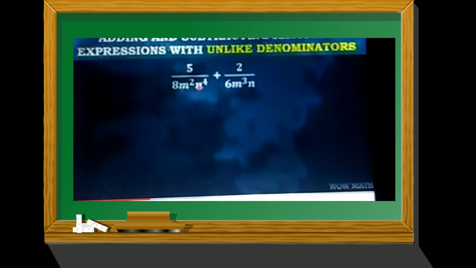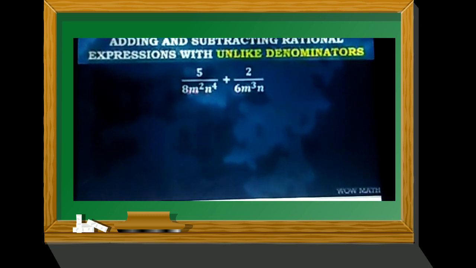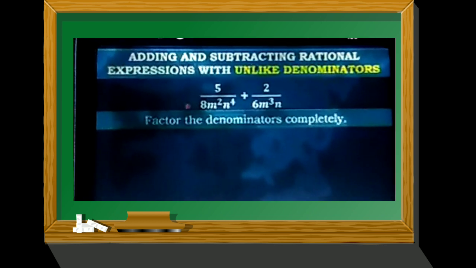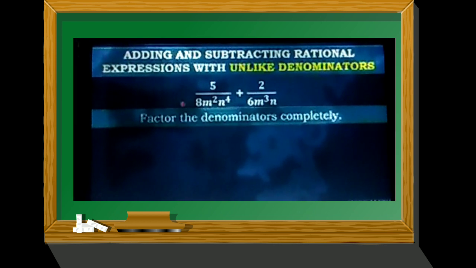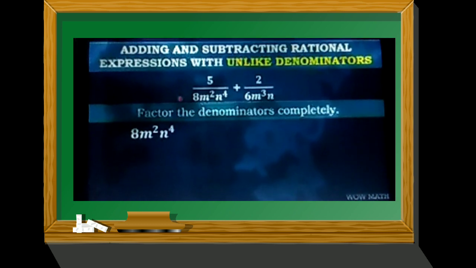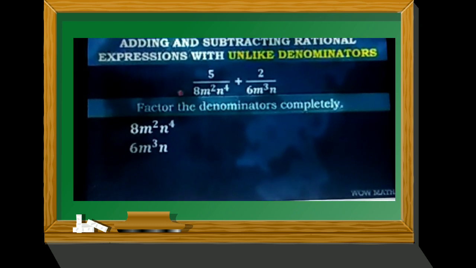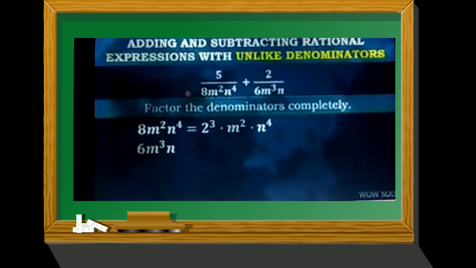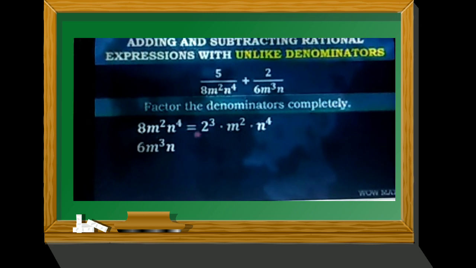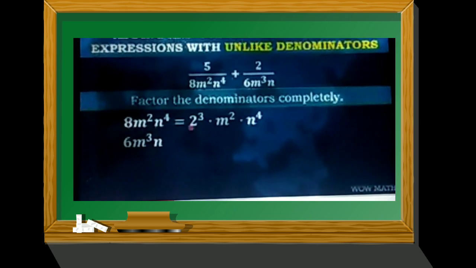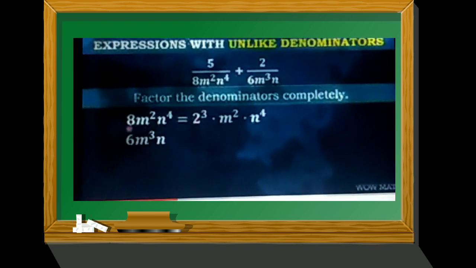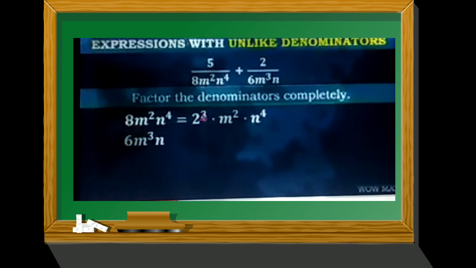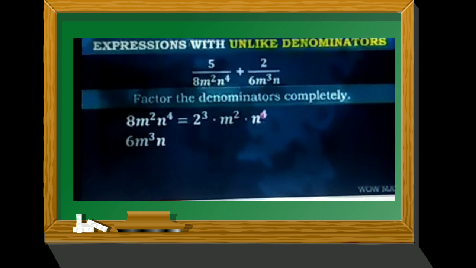Look first at the denominators, whether like or unlike. So what is our first step? Factor the denominator completely. We can get the denominators of this rational expression. First is 8m squared n raised to 4, then 6m cubed n. So let's get their denominators and get their factors. This one can be written in exponential notation, which is 2 cubed, or 2 raised to 3, and the m squared and the n raised to 4.